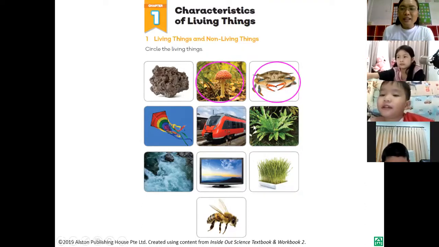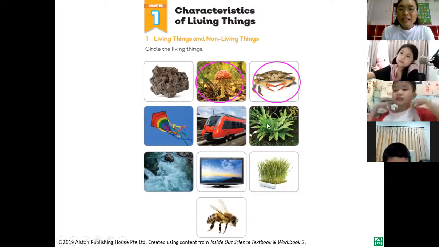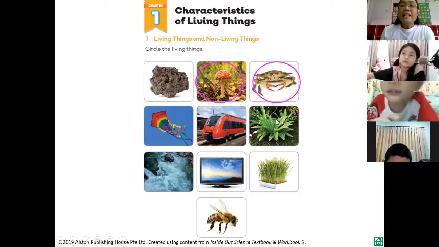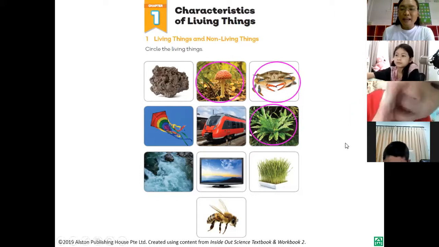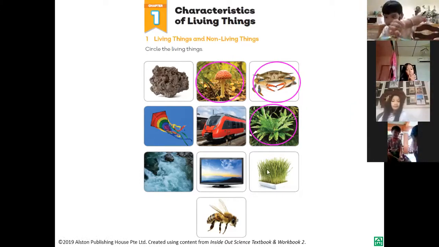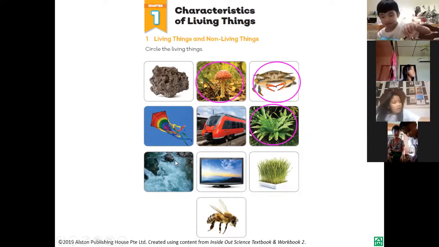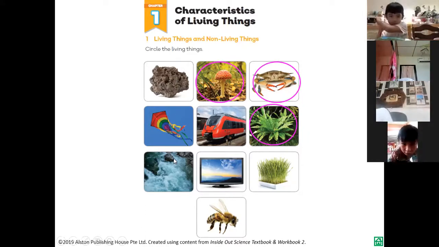Is it living or non-living? That's living, but it cannot walk. They're living like that, it cannot walk. Is it living or non-living? Living, very good. So this plant is living. And this one is living too. What about this one? Water, is it living or non-living?